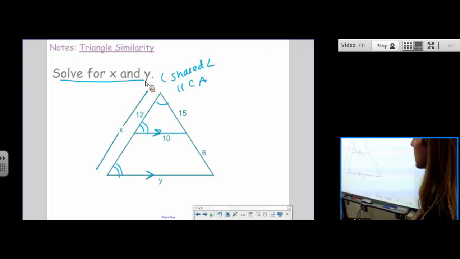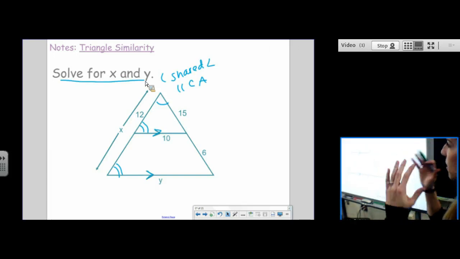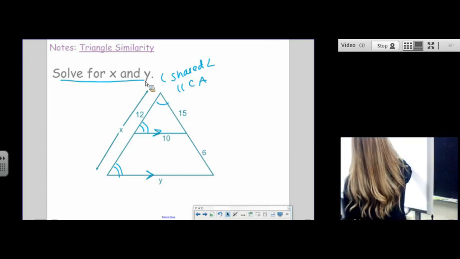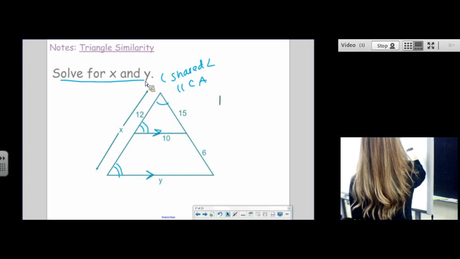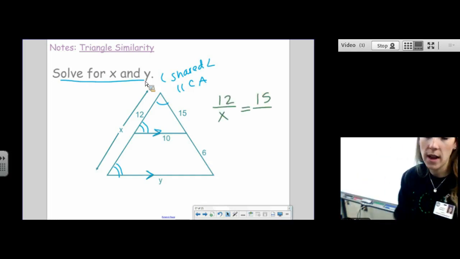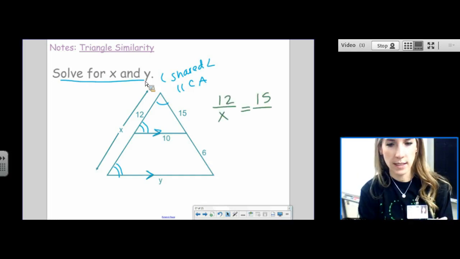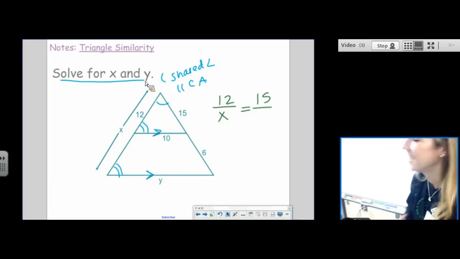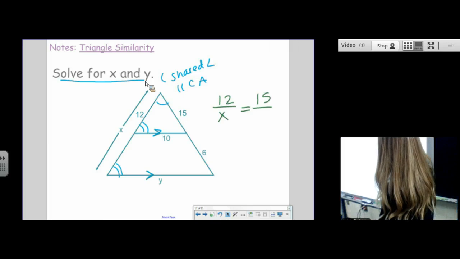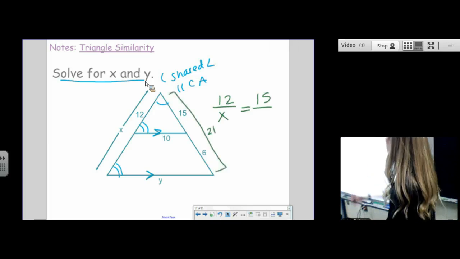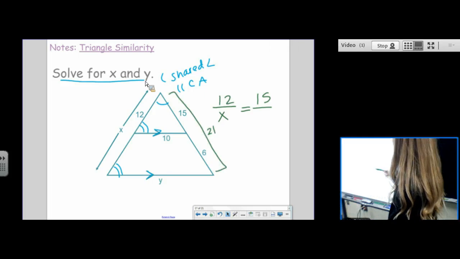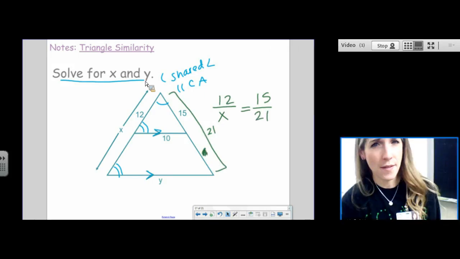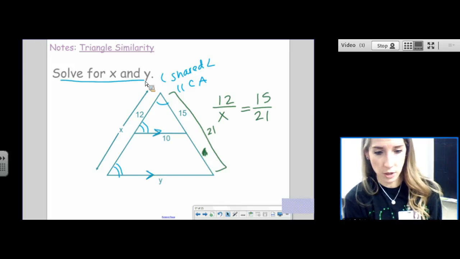We want to be careful here. We want to be comparing the small triangle to the whole triangle. So if I said 12 is to x as 15 is to, what would I put there? Don't you dare say 6. Okay, good. You need to add up the whole side. So 12 is to x as 15 is to 21. Don't use 6 because 6 is not a side of a triangle. It's a partial side. We don't use partials.